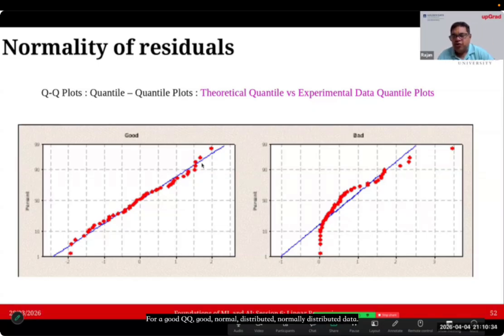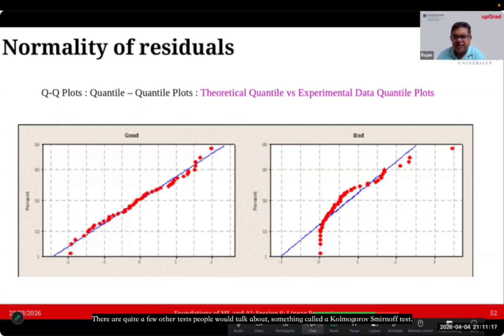For a good QQ plot, you get normally distributed data. For bad data, that is data that is not normally distributed, you would find lots of points that are far away from the 45-degree line. Not just the edge points, quite a few others, fairly far away from the 45-degree line. This QQ plot is one of the most powerful techniques to determine what is called the normality of data. When you have data, you can check for its normality using a QQ plot.